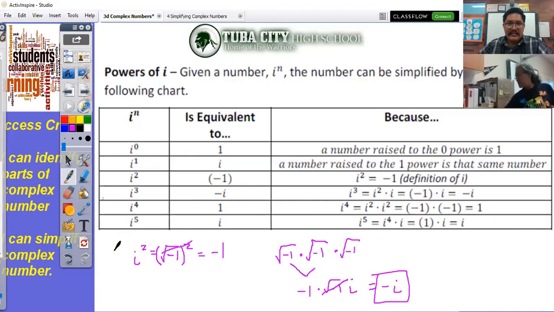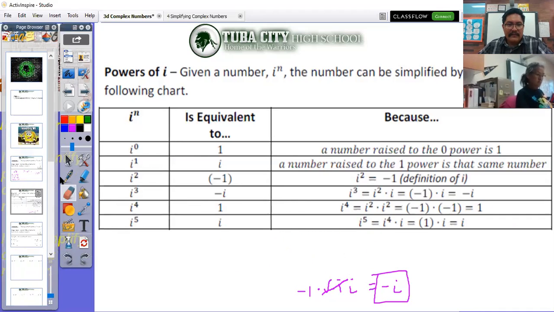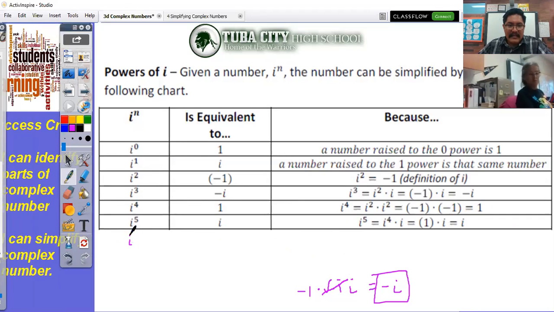Now you'll also notice that this chart doesn't go very far. It only goes to about 5. What happens if you have numbers greater than 5 in the power? So let's look at i to the 6 power. Now, rather than writing all this stuff out every single time, I'm going to tell you a shortcut. So let me show you the shortcut, and that is, let's look at the results. I have 1 right here, right? The answer is 1, and then the next one is i.